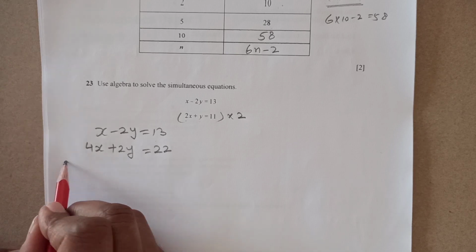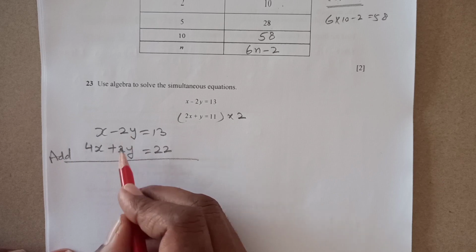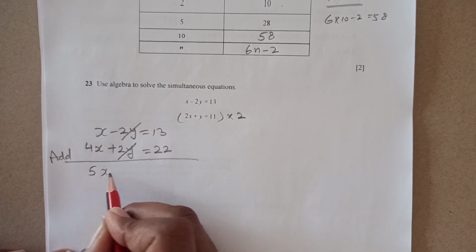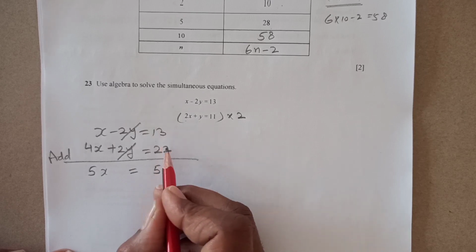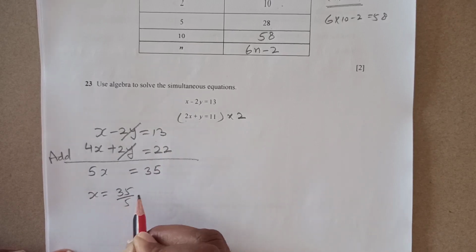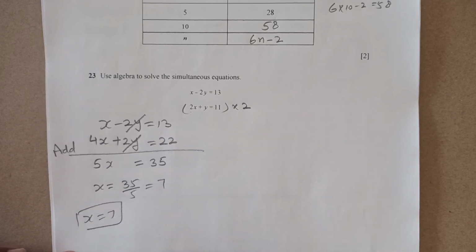Okay, so when you do this, then you add it, because we have different signs, so we are going to add. So this and this get cancelled. So this is 5x equals 3 plus 22, which is 35. So x is 35 over 5, which is 7. So the value of x is 7. We will write it down here.